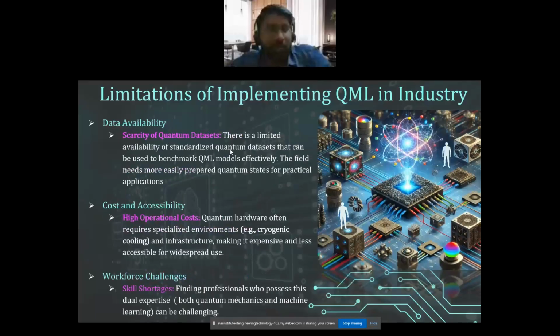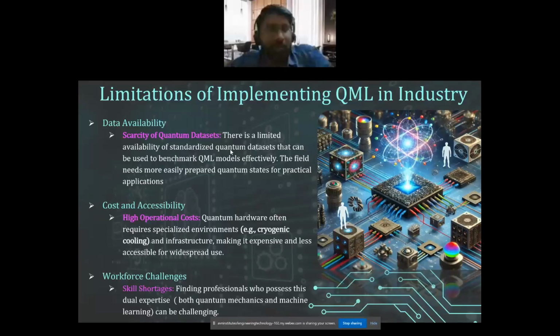And then data availability. In quantum machine learning, we have only limited availability of standard quantum data sets that can be used for benchmarking. We cannot use every data set, right? So data sets in quantum machine learning, we need to standardize the quantum data sets that can be used as a benchmark, right? So there is very little data availability of quantum data sets. So this is one of the limitations.